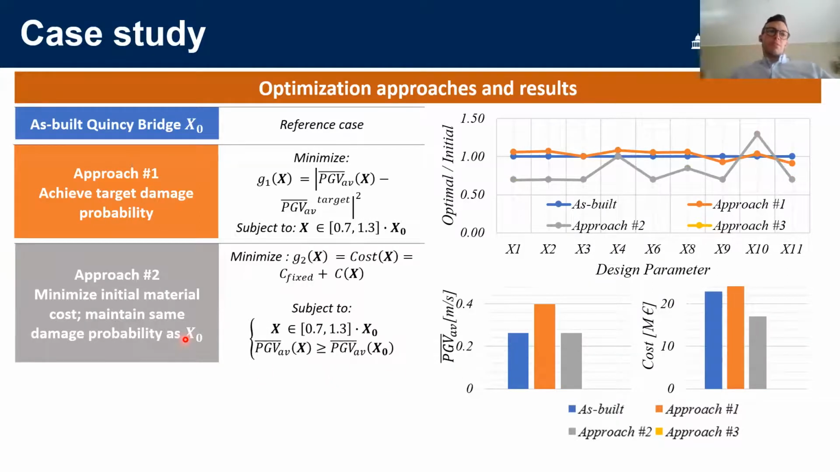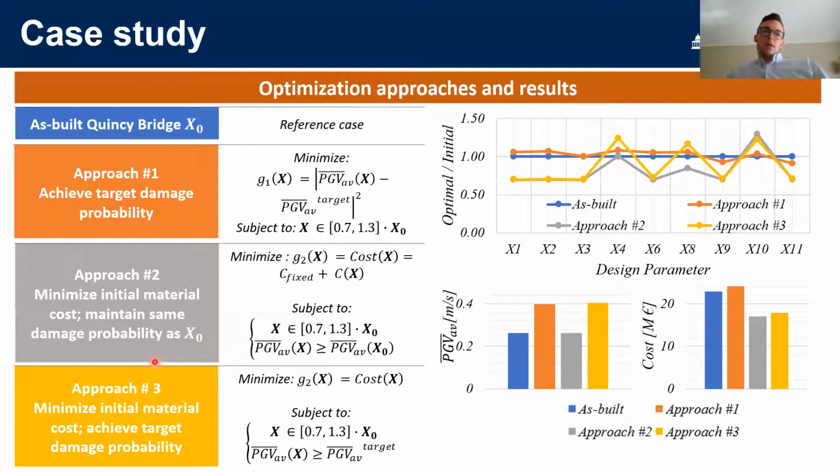The second optimization approach aims at minimizing the initial materials cost of the structure. So we are just considering the initial investment in material. And it aims at minimizing that while maintaining the same level of safety as the structure as built now. And as you can see here, the average value of the median peak ground velocity is the same, but the cost has been reduced with respect to the values of the starting structure.